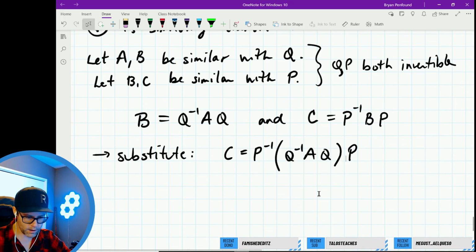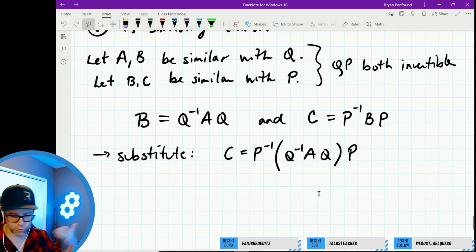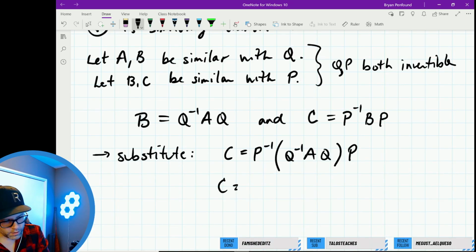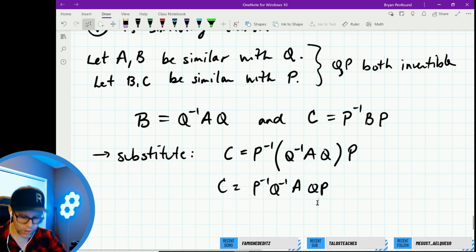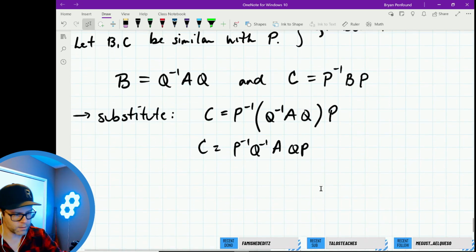And let's drop the brackets and maybe regroup some stuff. So here we have C is P inverse Q inverse AQP. So we need to figure out, it looks like the candidate that we want is QP.